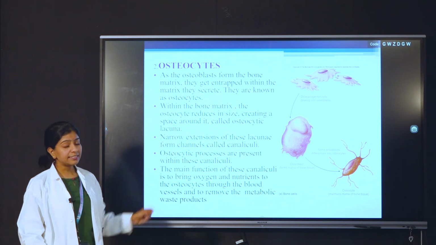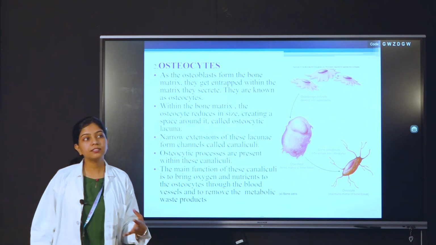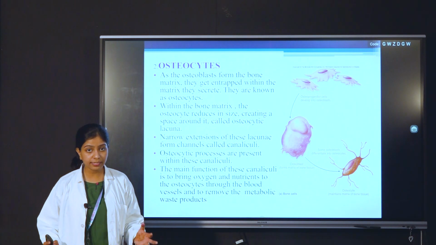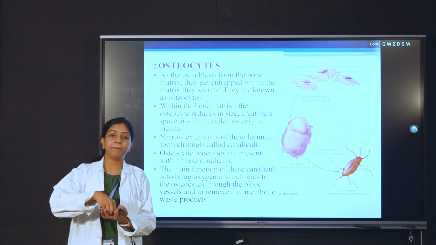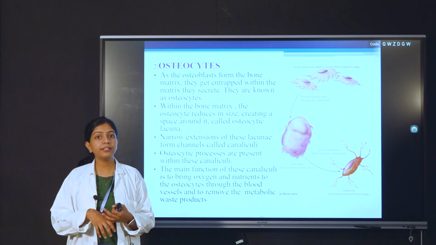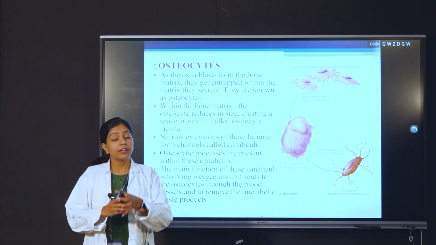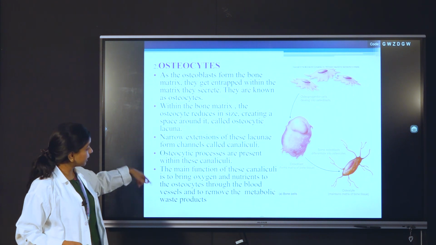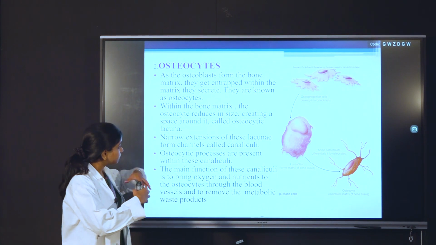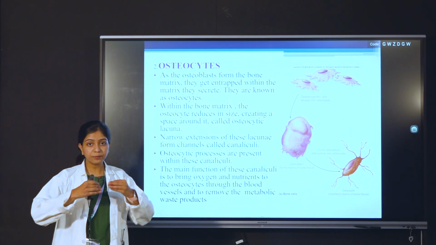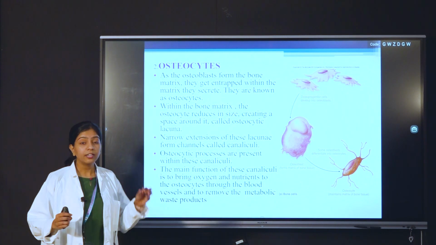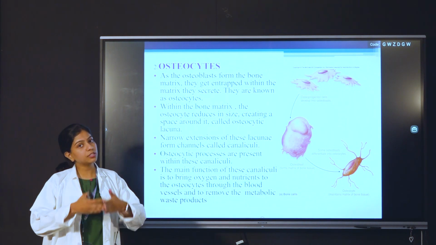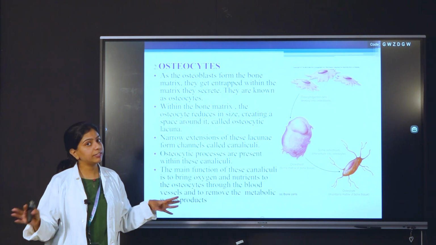Then talking about osteocytes, osteocytes are small cells. Osteoblasts lay down the bone matrix, and once they do, some of these osteoblasts get embedded within the bone matrix. When they get embedded, they reduce in size and are known as osteocytes. They have processes around the osteocyte known as canaliculi. These canaliculi are responsible for getting nutrients into the cell and removing the metabolic waste away from the cell.